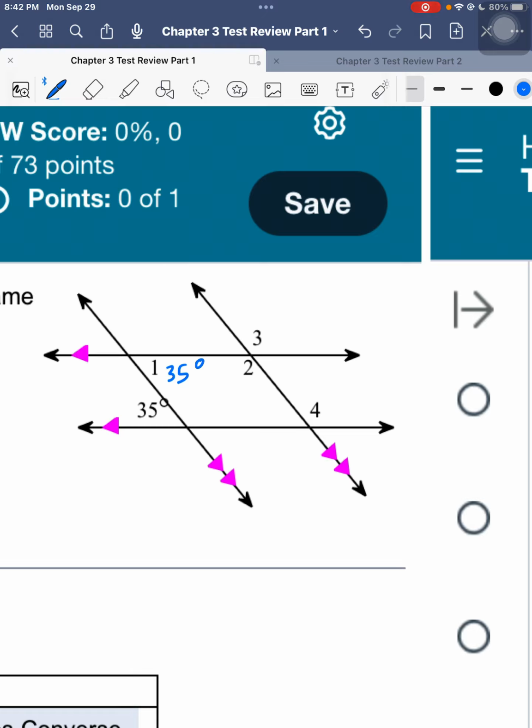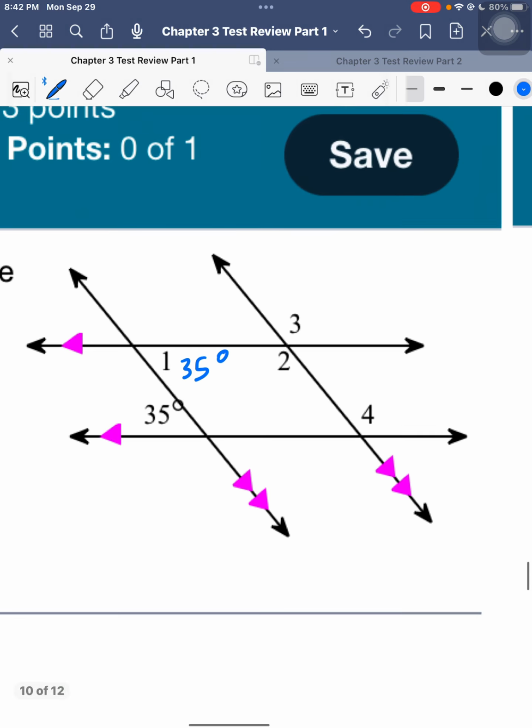This one too. So we can go over it more specifically, but I know that the measure of angle 1 is also going to be 35. Why? Because of the alternate interior angles converse, right? And, okay, how do we want to do this?